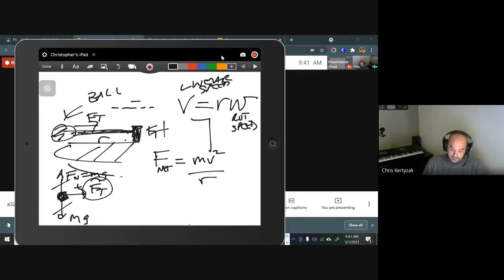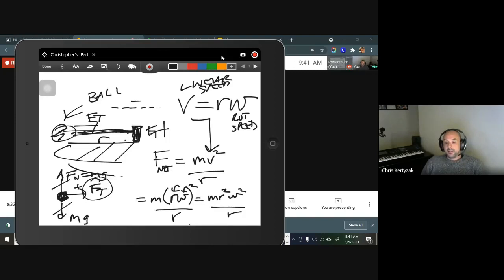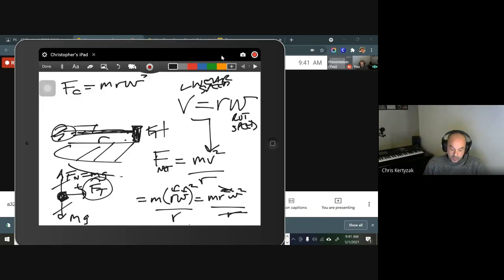And I stick that in for v. What do I get? I would have to square both of those, right? M r squared omega squared over r. One r cancels with the other r on top. And what am I left with? M r omega squared. So this means you can actually model the centripetal force as m r omega squared, or you can model it as mv squared over r.